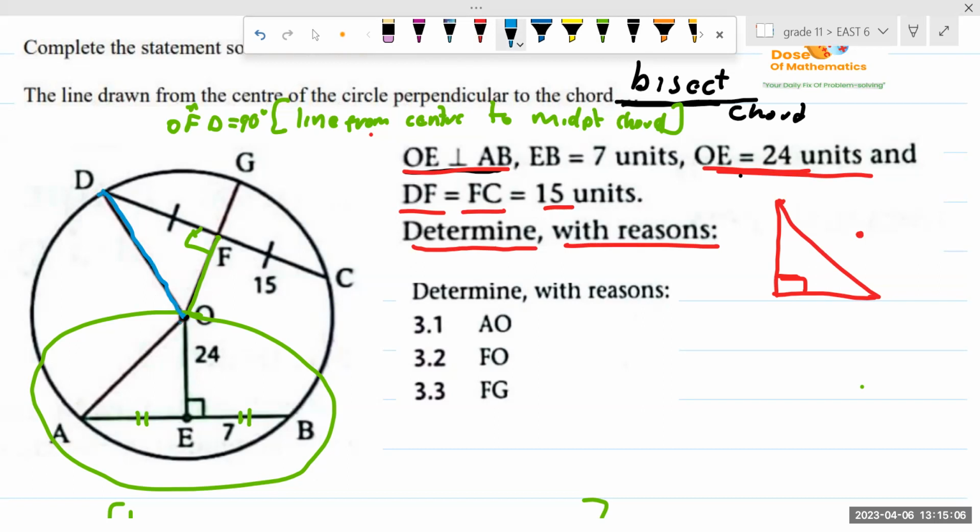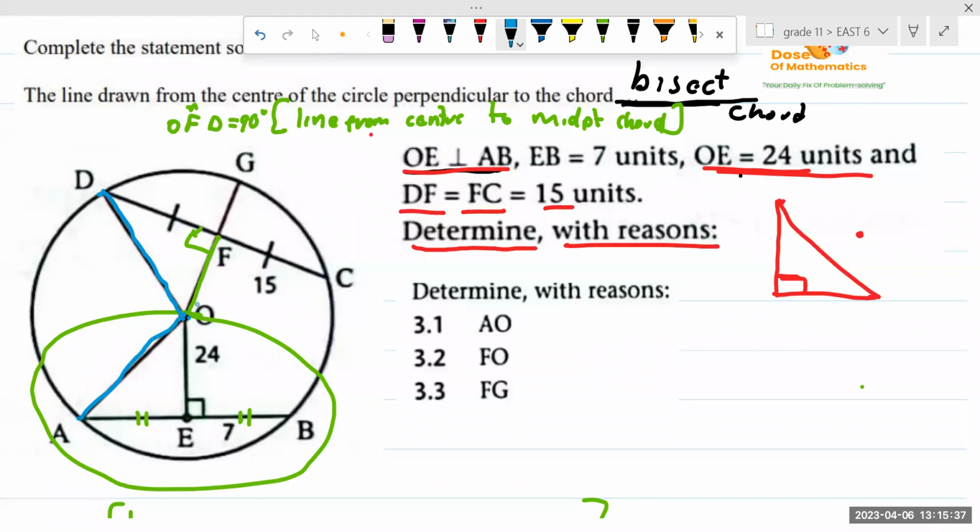Do we also have another line from the center to the circumference? I'm going to use the same color for lines from the center to the circumference. Which line is that? OC. OA. Yes, OC and OA. So I will highlight this one to say it should be blue.